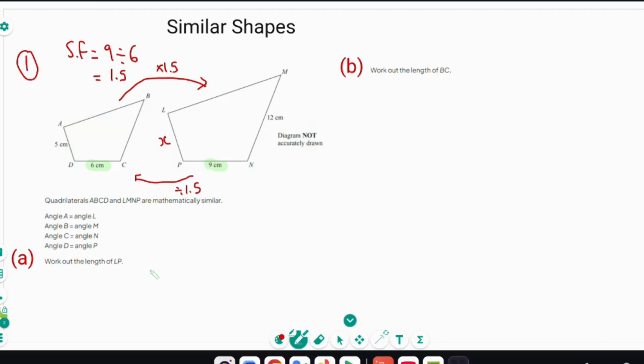Now, AD is 5. So 5 times by 1.5 will give us the length of LP, 7.5. Work out the length of BC, call that Y. MN is similar to BC. We're going from the big shape to the small shape though, so we need to divide. 8.